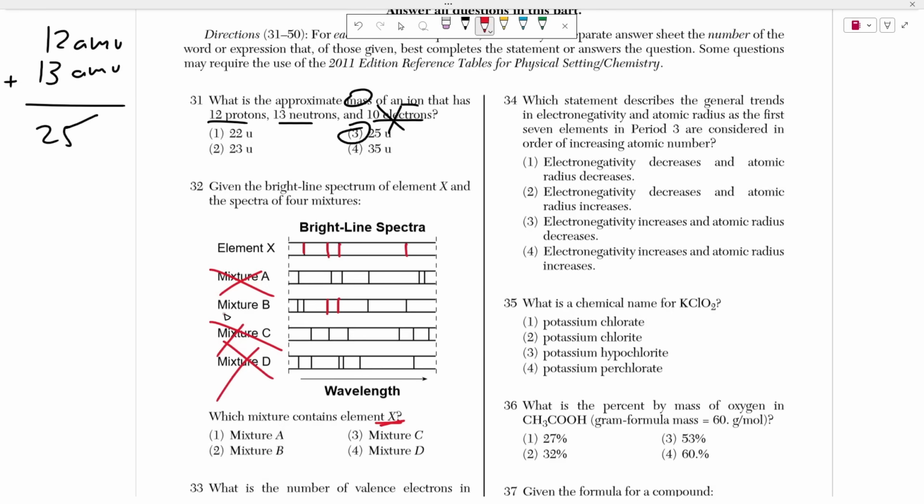All right, and let's make sure that mixture B is the right answer. Let's look at this line right here. Oh, this line matches up with this line. This line matches up with this line. Mixture B contains this marker, right? It contains these emissions of light, which means that mixture B must contain X, okay? You'll be asking, well, oh, what about these other two lines? Well, these must be the markers for other elements. Again, it's a mixture, so it contains both X and other elements.